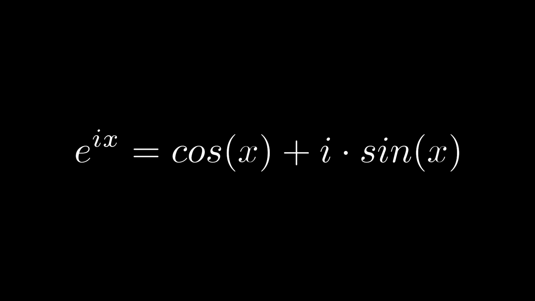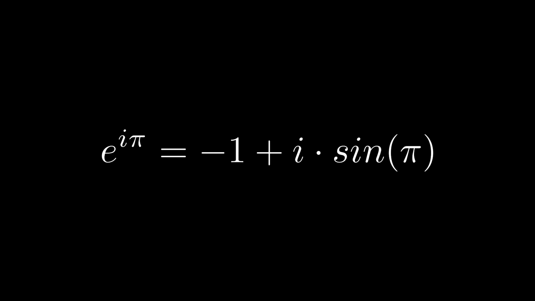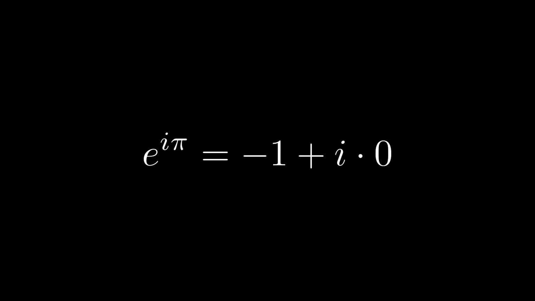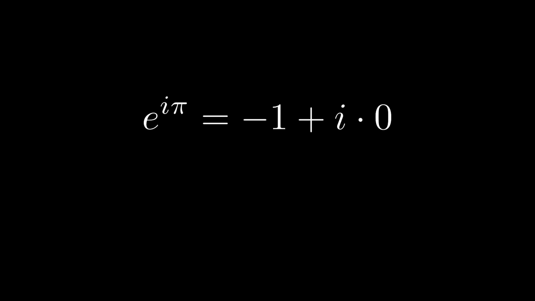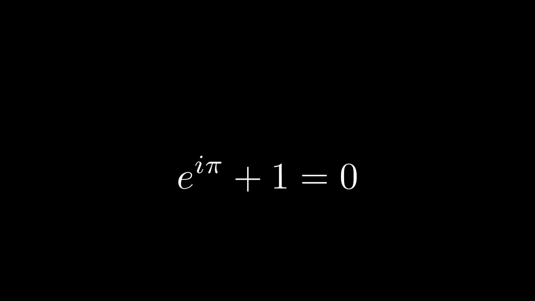From this, if we substitute x as pi, we know that cos pi is -1 and sin pi is 0. And by simplifying this out, we are left with Euler's identity.